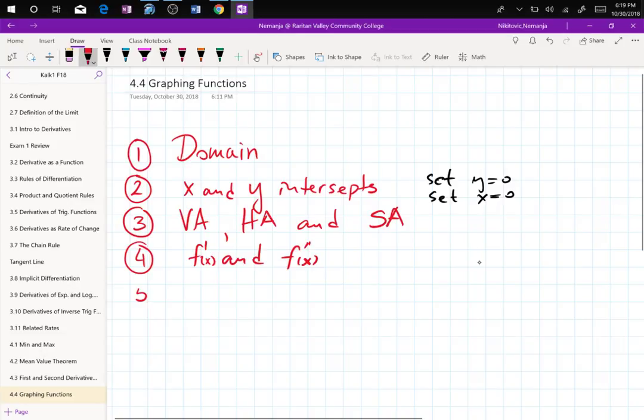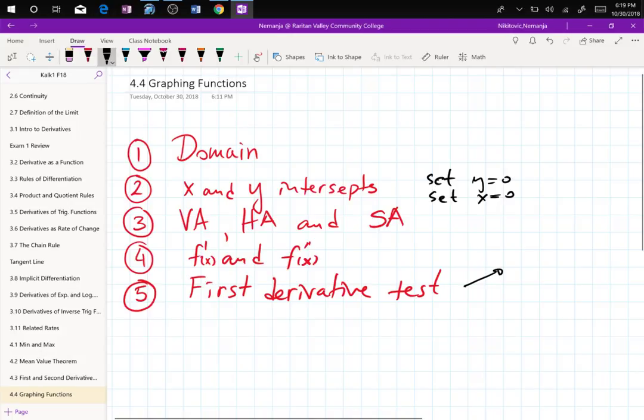Now, finally, number 5 would be the first derivative test. And you know what the first derivative test gives you, right? You have your critical numbers, so critical points, you have your increase, decrease, and for free, min and max. So these are all the concepts from the first derivative test.